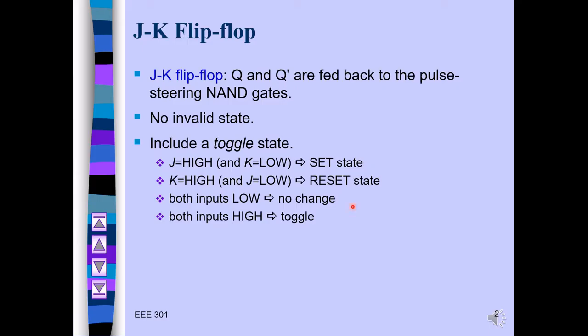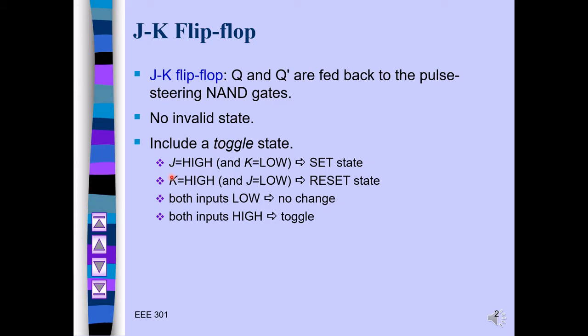Let me use the laser pointer. Okay. So for the JK flip-flop, Q and Q prime are fed back to the pulse steering NAND gates. There is no invalid state for the JK flip-flop, and there is also a toggle state.